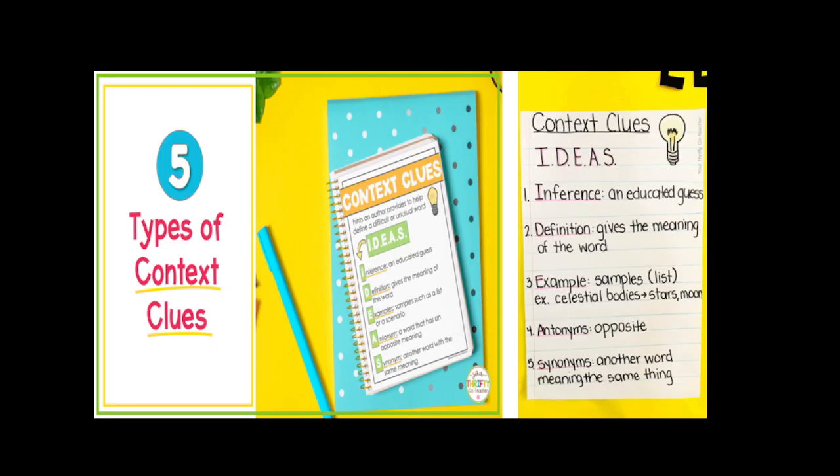An inference is an educated guess. A definition gives the meaning of the word. For the examples, you might see samples of lists, etc. Antonyms, meaning words that are opposite. Synonyms, words that are similar in meaning.